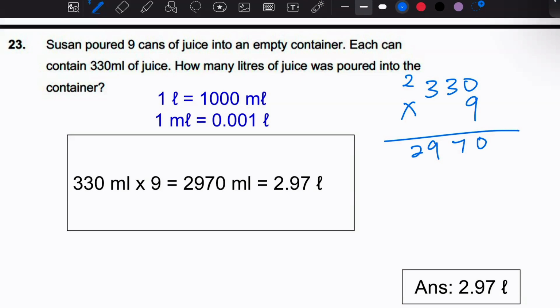However, the final answer wants us to put it in liters, right? So let's do our conversion. 2970, okay, divided by 1000, you get 2.97 liters. Okay, this is your final answer.